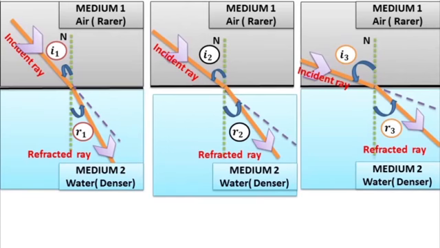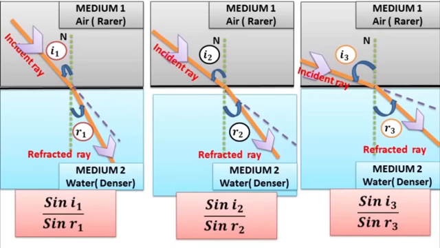Okay, good. But there is one more similarity which was proposed by a scientist called Willebrord Snell. And what was his discovery? He calculated the ratio of the sine of the angle of incidence to the sine of the angle of refraction for all the three cases. And do you know what happened? He got the same answer for all the three cases.